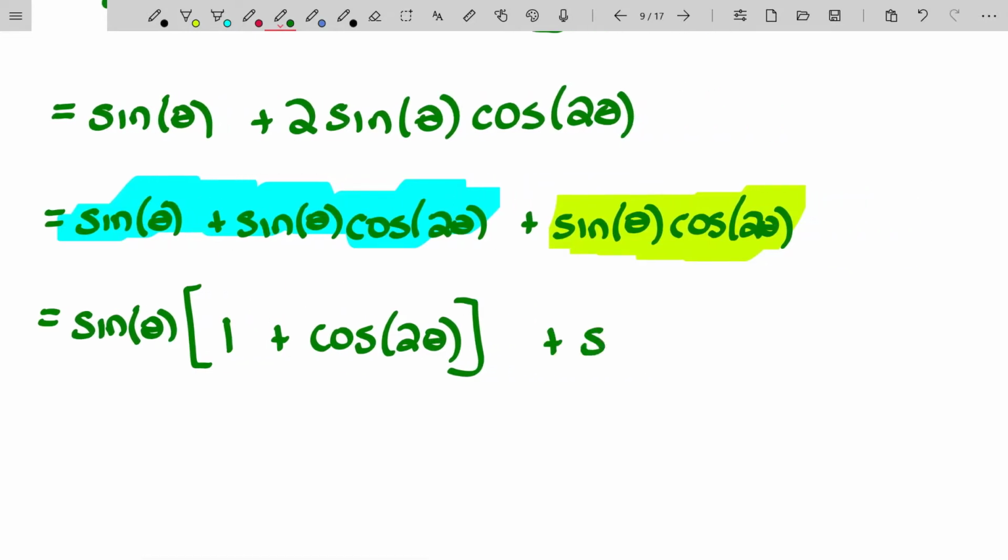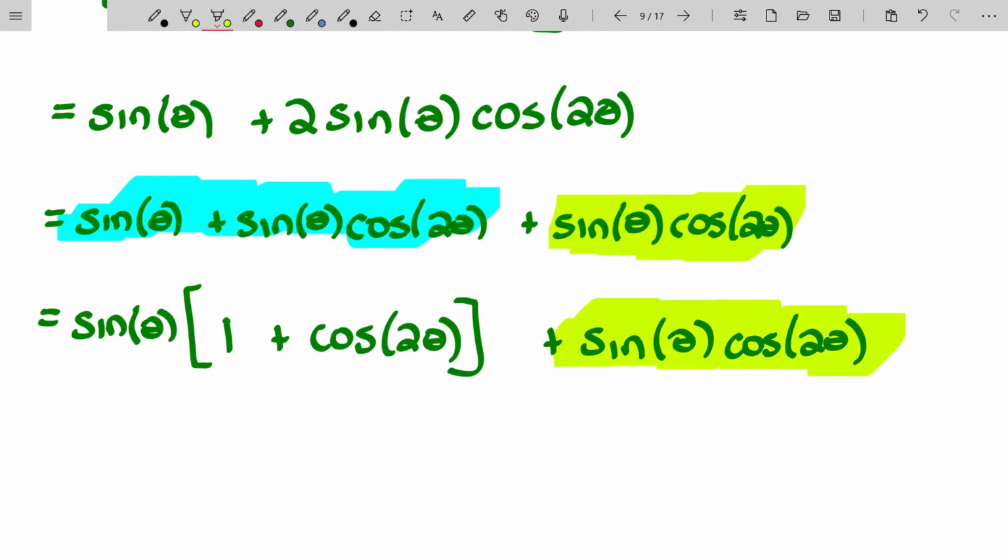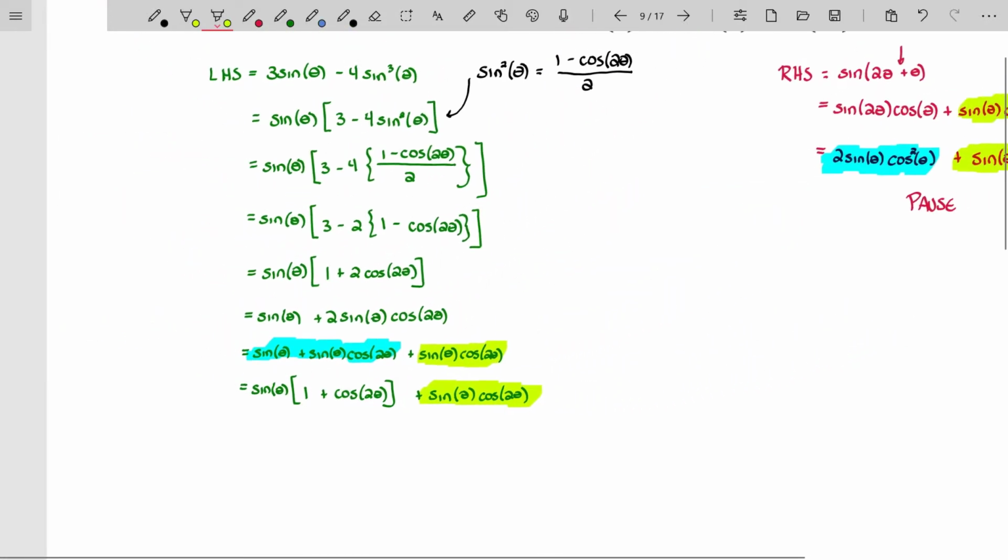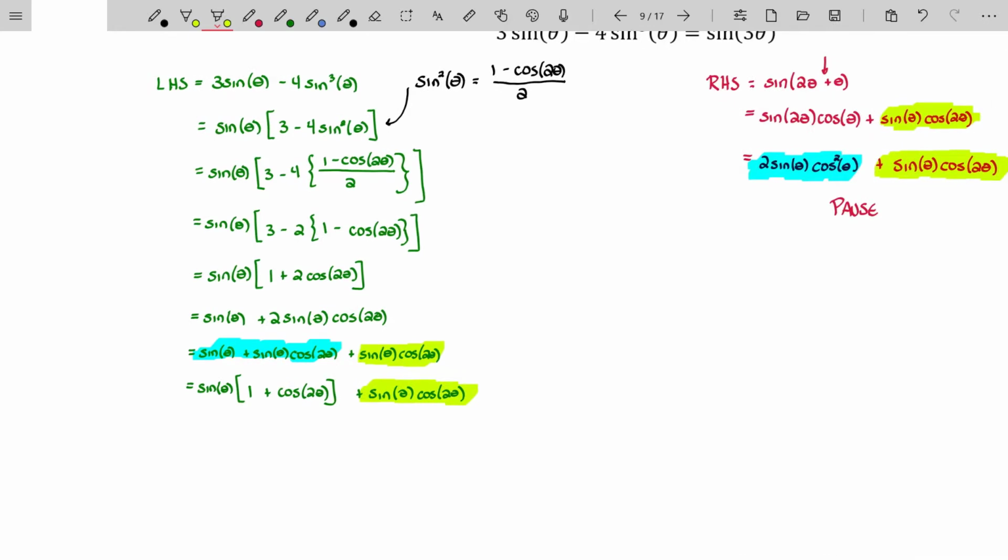Remember, I have plus this sine of theta, cosine of 2 theta. Remember that sine of theta, cosine of 2 theta, that's locked because it matches our other side. So I'm going to keep that locked. And notice now that both the left-hand side, the writing in green, and the right-hand side both have a factor of sine in common. So we're getting close.